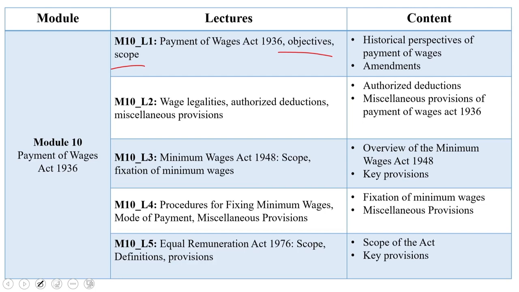In the second lecture, typically we looked into the wage legalities and authorized deductions, miscellaneous provisions. We looked into what are the miscellaneous provisions with respect to the Act, especially Section 7. When we looked into miscellaneous provisions, I think we got the understanding of clear and detailed wage settlements, prohibition of delay in wage payment, protection against unlawful deductions.